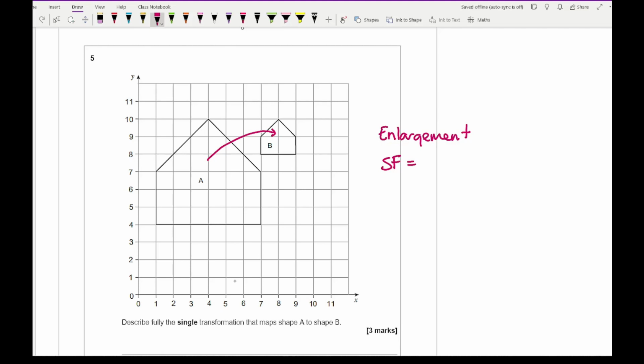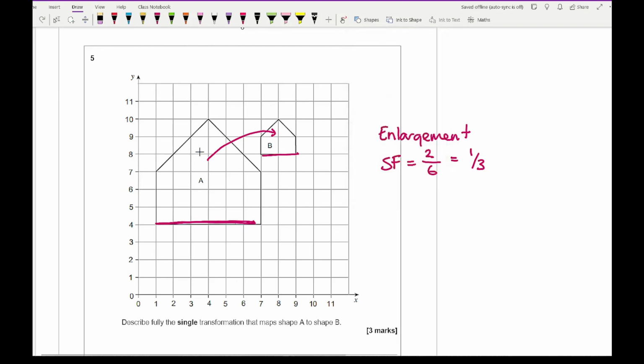Now we're going from a big shape to the small shape. So it's going to be decreasing in size. So it's going to be a proper fraction. So it's going to be the new shape, which is 2, over the length of the corresponding side on the big shape, which is 6, which is a third. And the only thing that's left for me then to do is to find the center of enlargement.